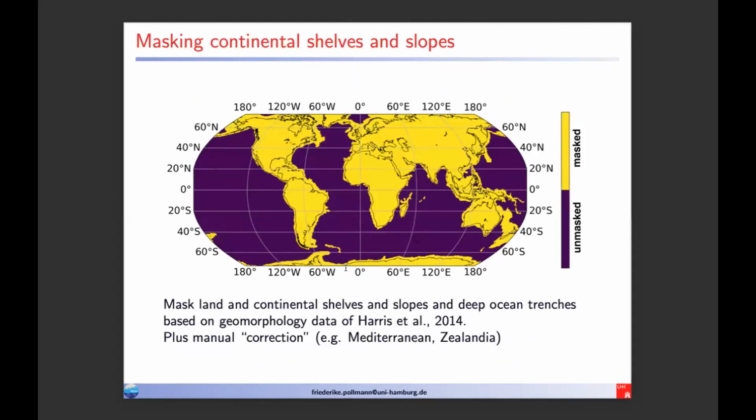So what we did is that we built a mask, well, for land, obviously, but then also for the continental shelves, for the continental slopes, and also for deep ocean trenches, which likely need to be excluded as well for similar reasons, but that mainly affects the trenches here in the North Pacific. This is based on the geomorphology data of Harris, and afterwards we had to do some manual correction. What I did mainly was to mask the entire Mediterranean Sea and add this continent of Zealandia here. But basically this is now the map, and I will only compute the conversion in the unmasked blue areas.